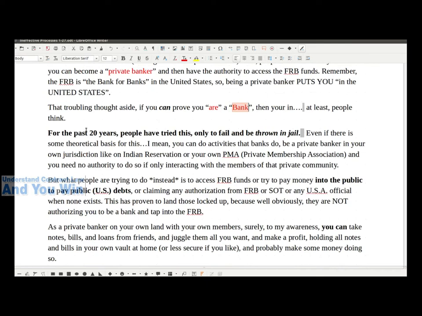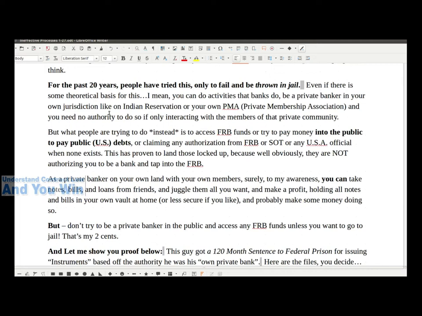For the past 20 years, people have been trying this only to fail and be thrown in jail. Even if there is some theoretical basis for being a bank and getting free money from the Federal Reserve, you can do activities that banks do, be a private banker in your own jurisdiction, like on an Indian reservation or in your own private membership association, and you need no authority to do so if you're only interacting with members of your private community.